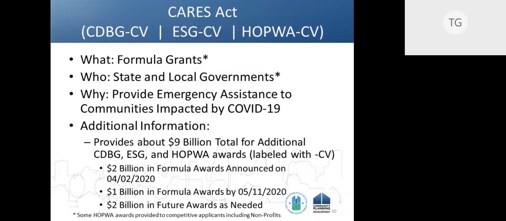The CARES Act, we have CDBG-CV, ESG-CV, and HOPWA-CV. All told, it's about $9 billion that will be provided to state and local governments. Approximately $5 billion will be distributed through the CDBG program and $4 billion through ESG. The numbers on this chart are a little different, but we're recalculating daily.